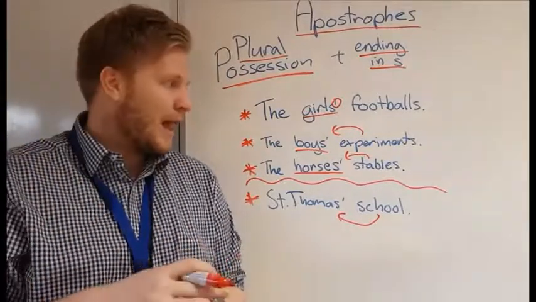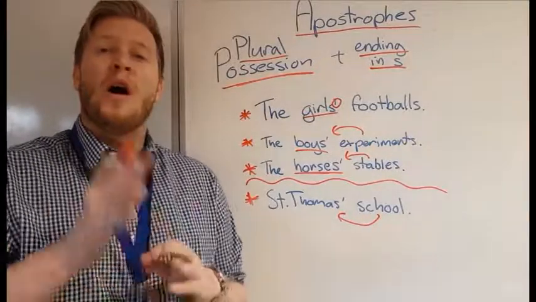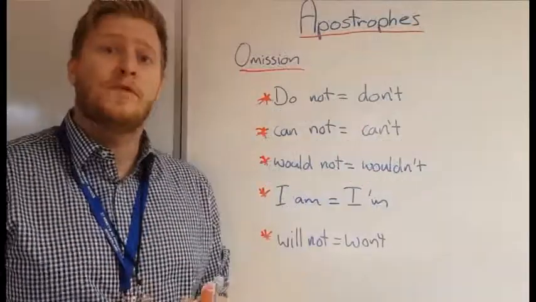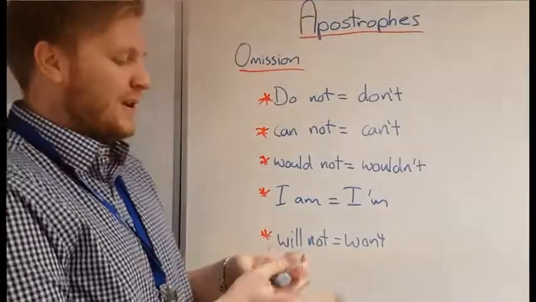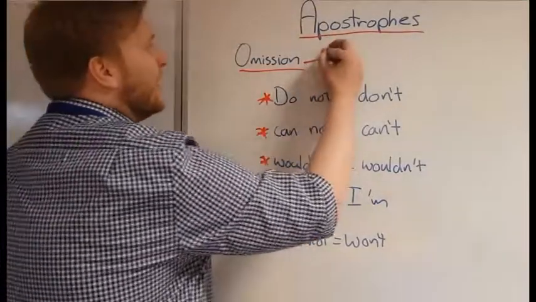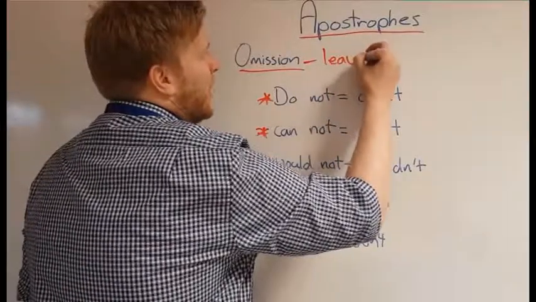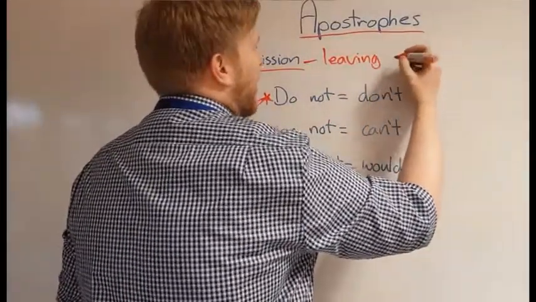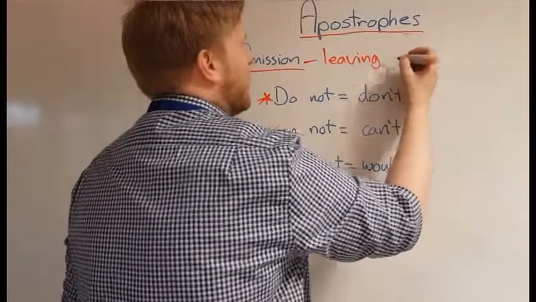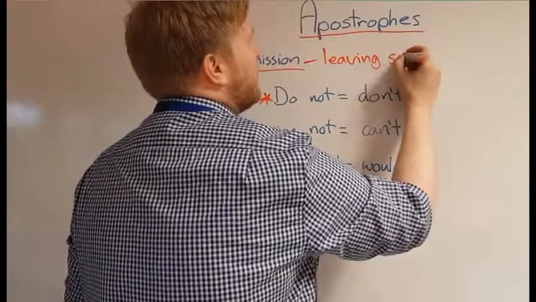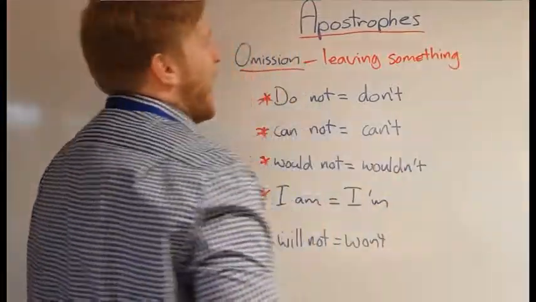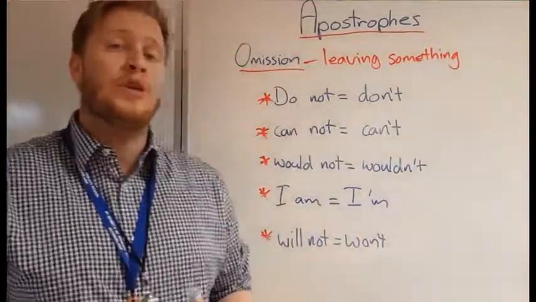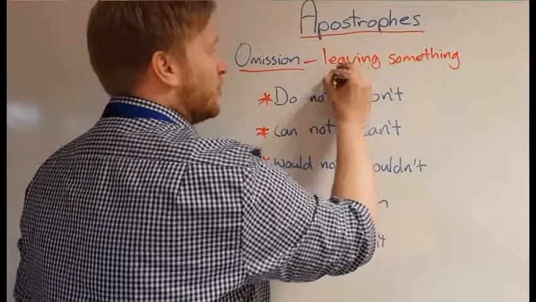Now let's have a look at when we use an apostrophe for omission. So let's move on to using apostrophes for omission, okay? Omission is a fancy word of saying leaving something out, okay? So don't be scared by a big word which English tries to do to us. Leaving something out. Okay, so what it means is we use them when we use what are called contractions.